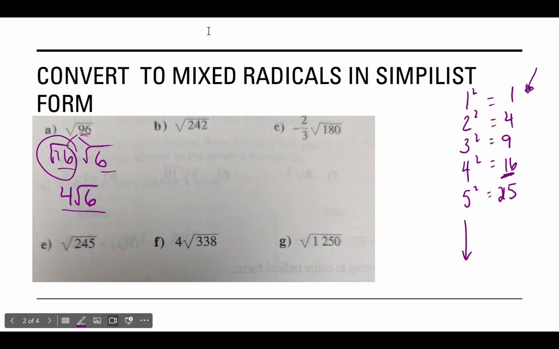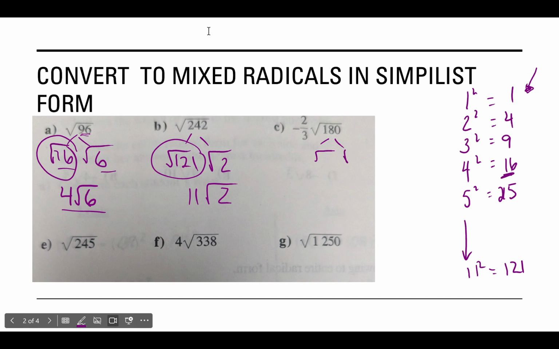Same idea with the next one. If I continued my list, 11 squared is 121. So I can split this up into the root of 121 times the root of 2. The root of 121 is 11, so replace that, so 11 root 2. So we keep going with all of these. We just are always looking for when you split up your root to have a perfect root.